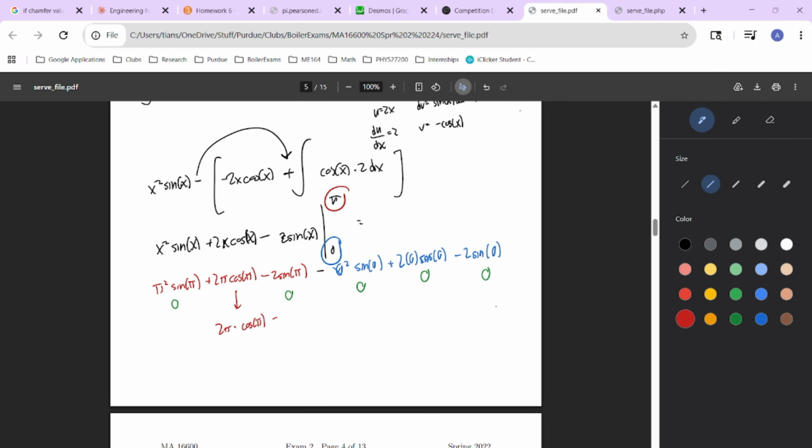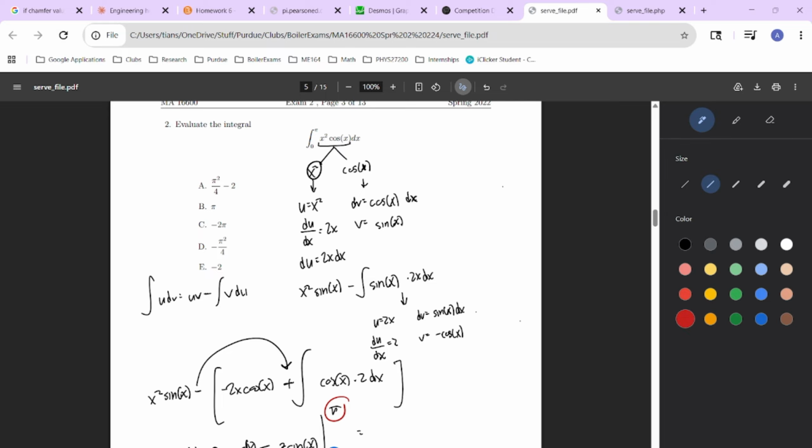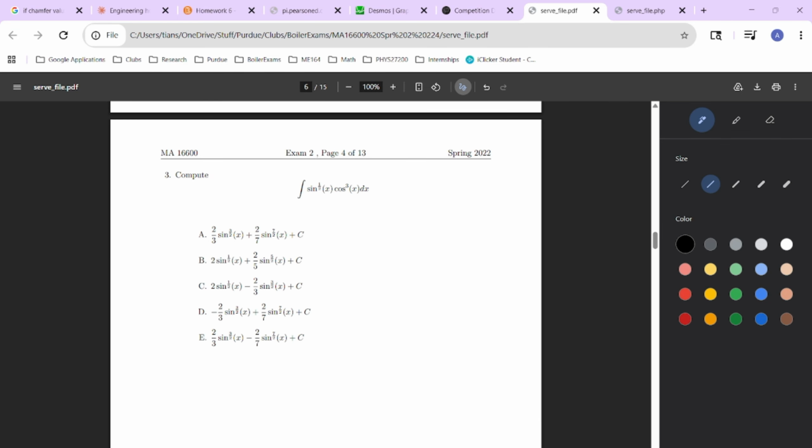As we know, cosine of pi is equal to negative 1. That would become negative 2 pi. Is that an answer to this problem? Yes. That's answer C.